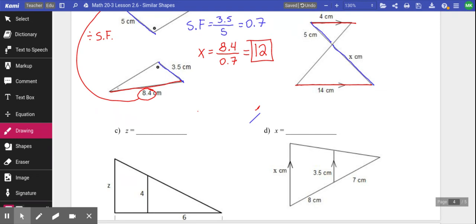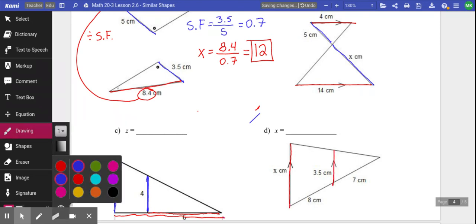Down here, this 6 corresponds with the whole distance all the way across. And the 4 corresponds with z. On the one in the bottom right, this x corresponds with this 3.5. This 8 corresponds with this big side right here, which would be 15, right? 7 plus 8.